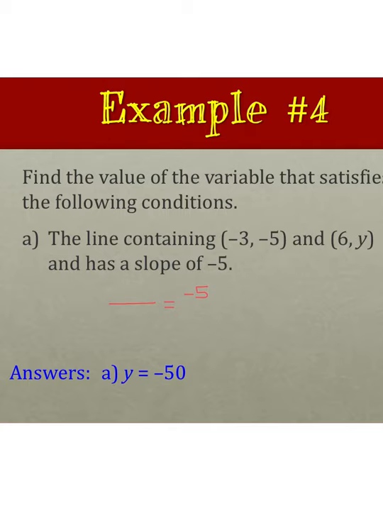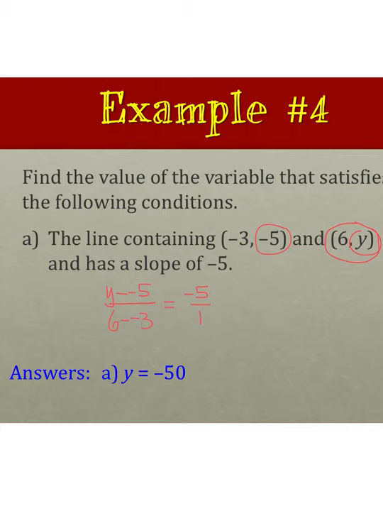So I like to always start with the ordered pair that's missing the variable. I could start with (-3, -5) or I could start with y. I'm going to start with the ordered pair that has the missing variable. So it's going to be y minus -5 over, because I started with y, I have to start with 6 minus -3. And then I like to put this over 1 because our slope is -5. If it was 5/7, I would just say equals 5/7.